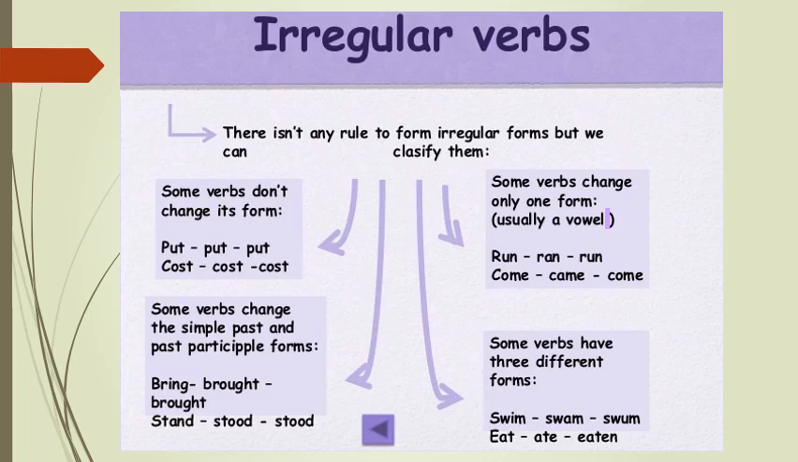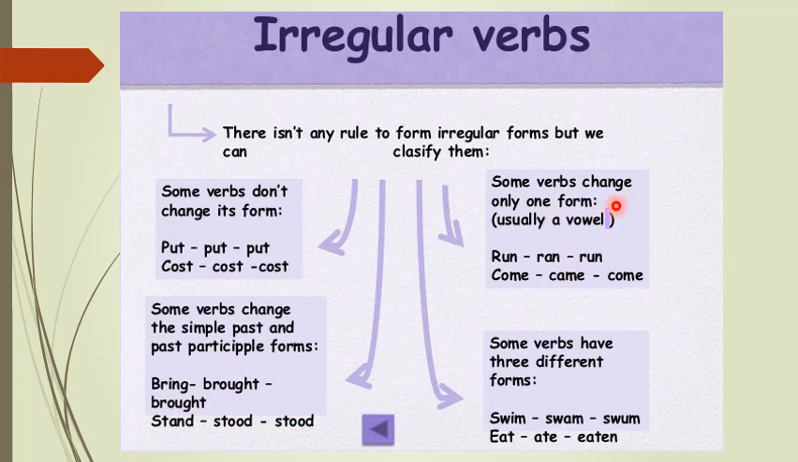Some irregular verbs. There isn't any rule to form irregular forms, but we classify them. Some verbs don't change their form, as put has the same second and third form, put and put. Cost has the same second and third form, cost and cost. Some verbs change the simple past and past participle forms. For example, bring, brought, brought; stand, stood, stood.